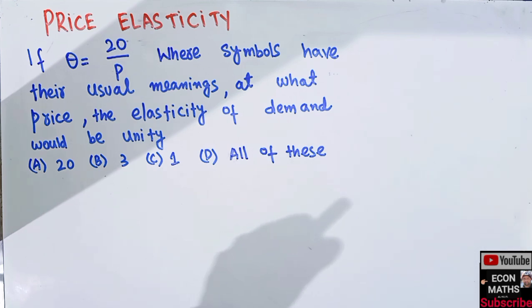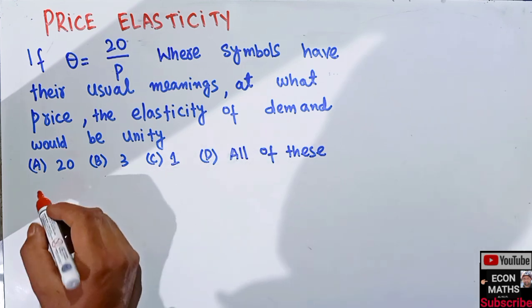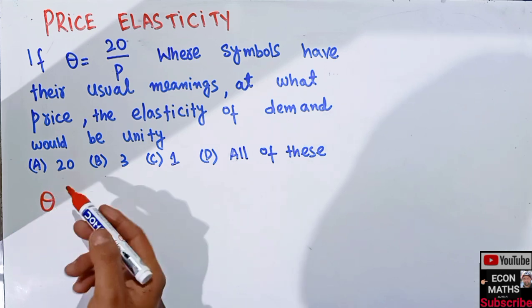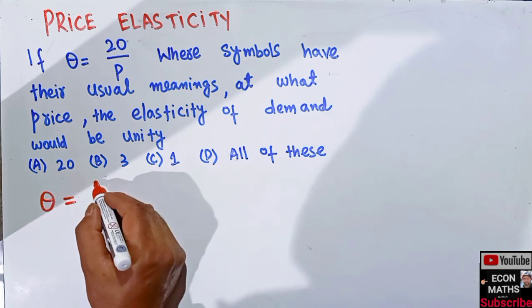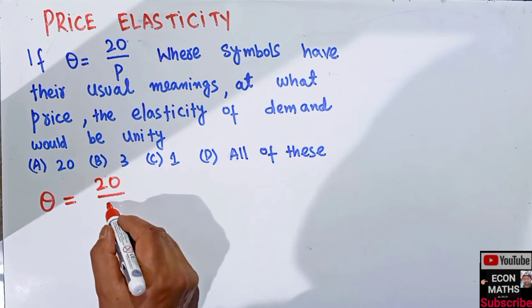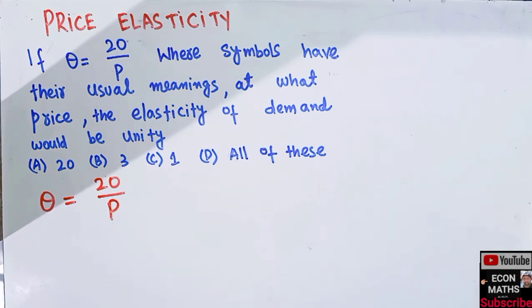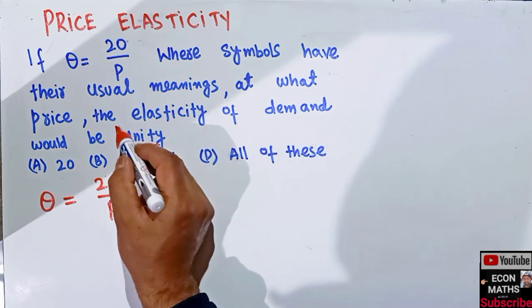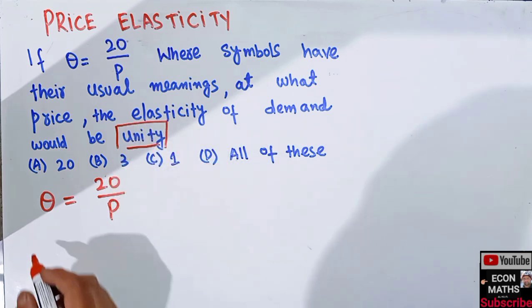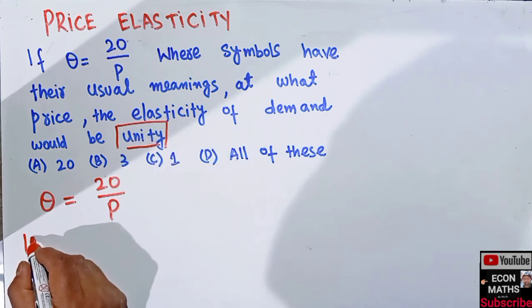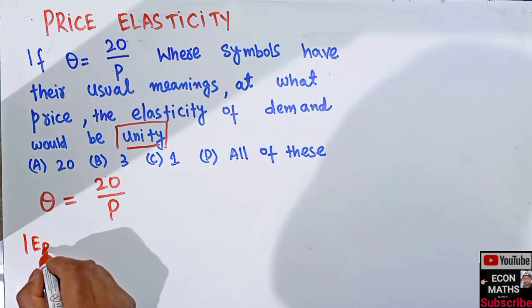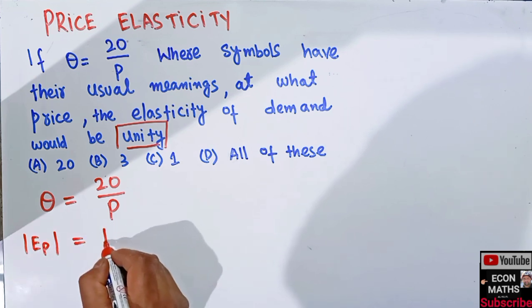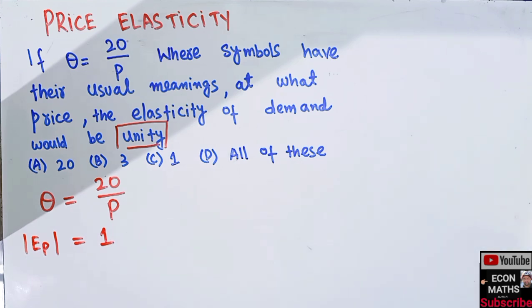Okay. So basically, we are being given the demand function, that is Q, meaning quantity demanded, is equal to 20 upon P, where P denotes the price of the good. Clear? We are being told to find the price where the elasticity of demand would be unity. By unity we mean it is equal to 1. That means we are supposed to find out the price where elasticity of demand will be equal to 1. Okay, we are taking the absolute values here, no problem.